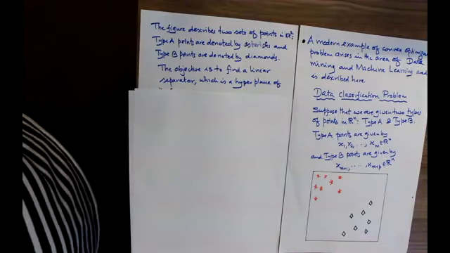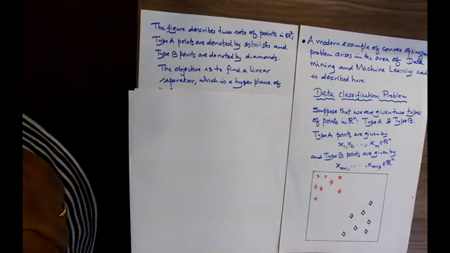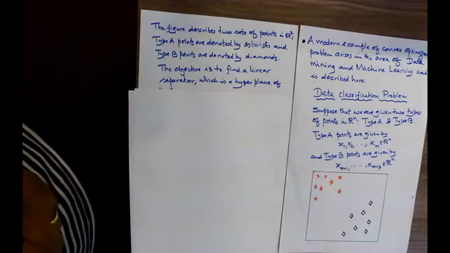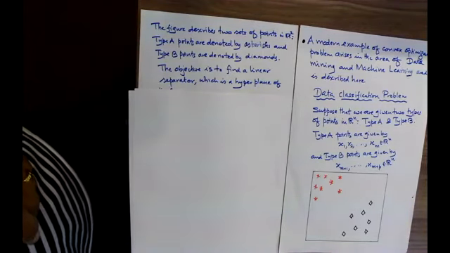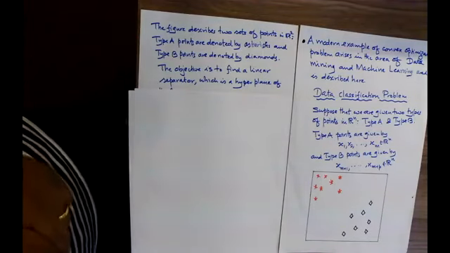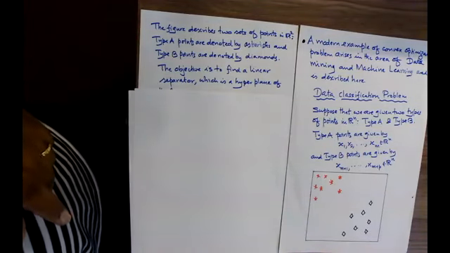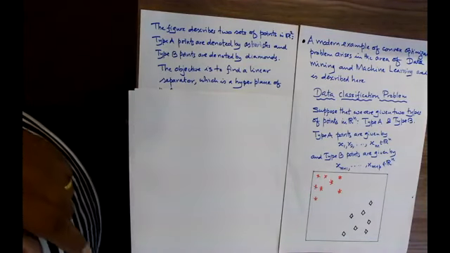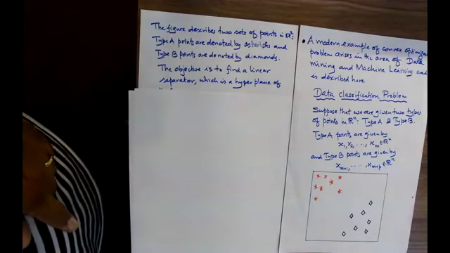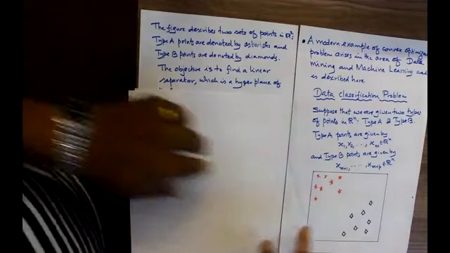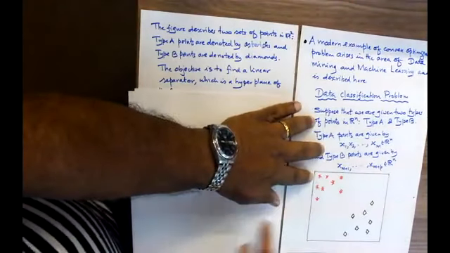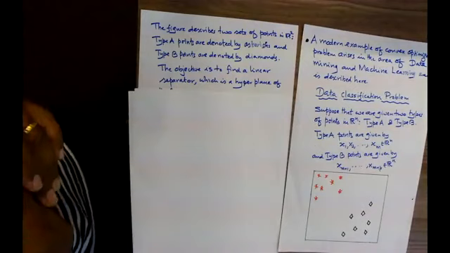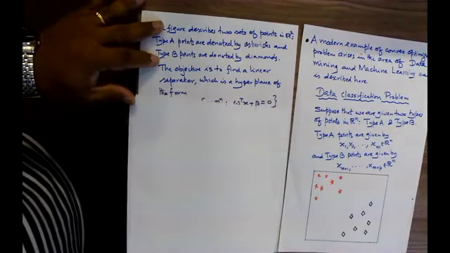So you want to draw a line, where type A is on one side of the line and type B is on the other side of the line. Okay? How do you do that? There are infinitely many lines you can draw. You can draw lines here, here, and so on. So what's the best line which separates these points?